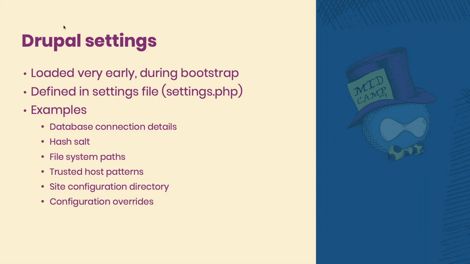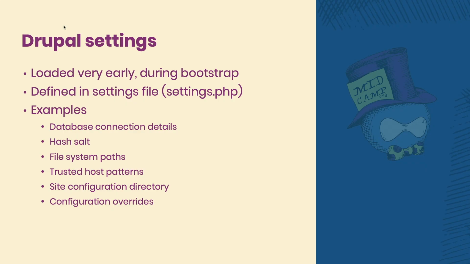One question about Drupal settings is, how are they different from configuration? The primary way is that Drupal settings are loaded during the bootstrap phase, when all of Drupal isn't fully loaded, so it's loaded very early. If you think about it, configuration lives in the database, so we've got to have some way of connecting to the database even to get to that configuration. That database definition is defined in the settings file.